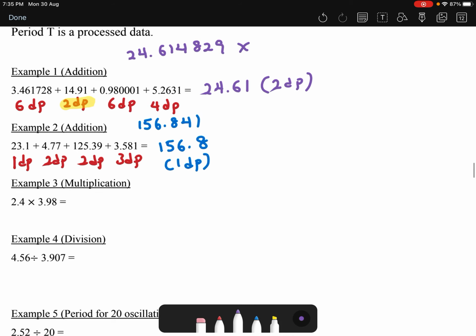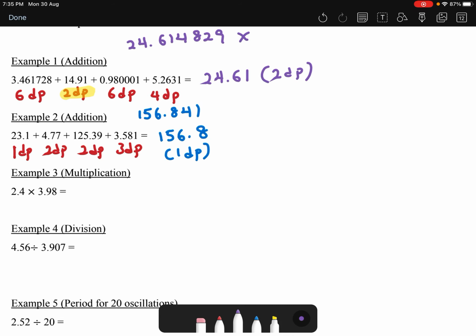Okay, what if you are dealing with multiplication? So something times something, right? Okay, so same thing for multiplication, we follow SF, significant figure. So for the first one is 2SF, right? The second one is 3SF. So just give me 2SF.